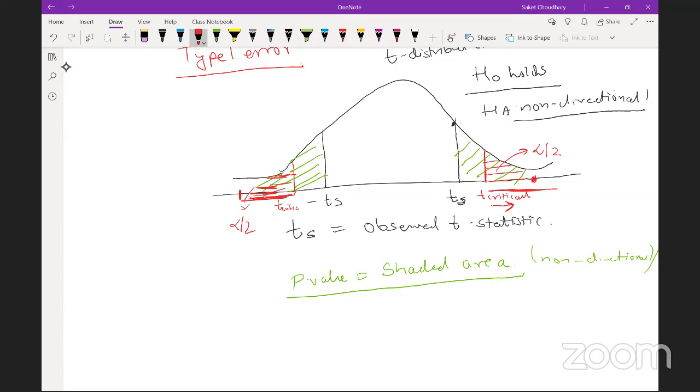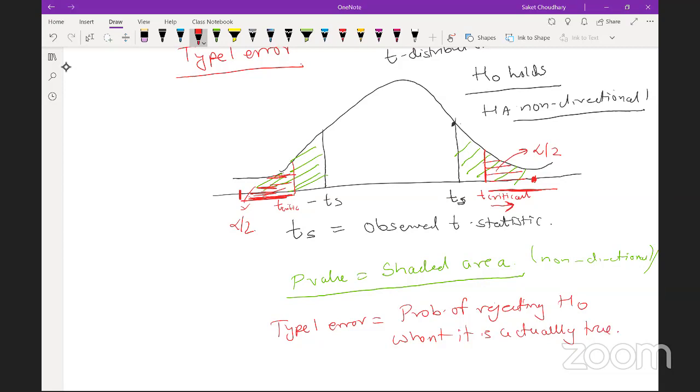But imagine that the probability of observing any t statistic coming from this region is actually not zero, even if your null holds. It's still possible that your null holds, and hence, in some sense, you're creating an error. So type 1 error is the probability of rejecting H naught when it is actually true. Well, why is it actually true? Because let's assume that the H naught actually holds. This is how I've set up my testing.